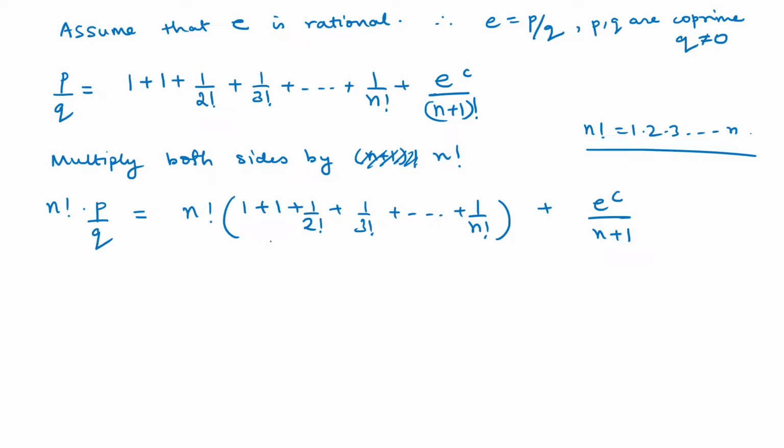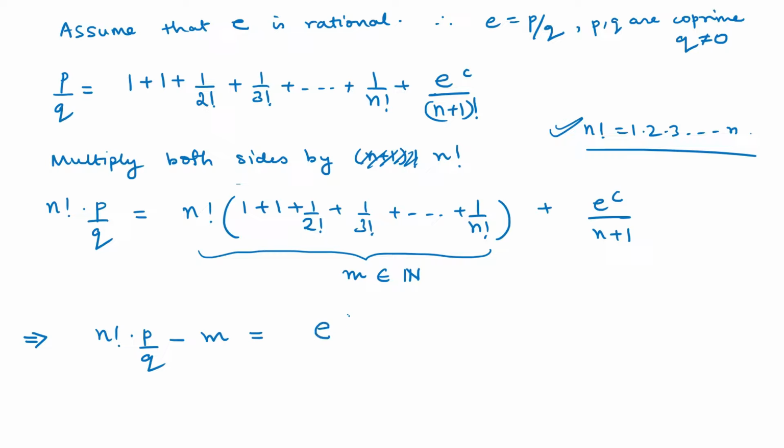So now note that since you know this definition, it just means that when you multiply n factorial with all of these terms, you're going to get an integer. So this whole term, when you multiply it out, is going to be some integer, and in fact not just an integer, it's going to be a natural number. Cool. So I'm going to write this as m, and take it to the left hand side. So what I get is n factorial times p by q minus m is equal to e to the power of c divided by n plus 1.